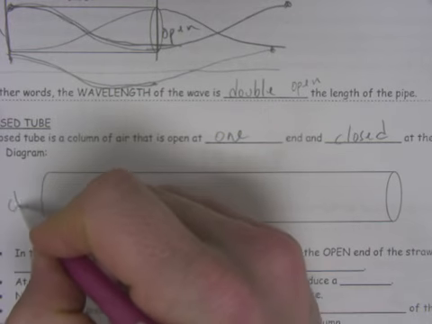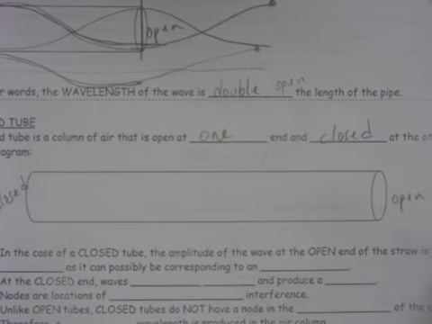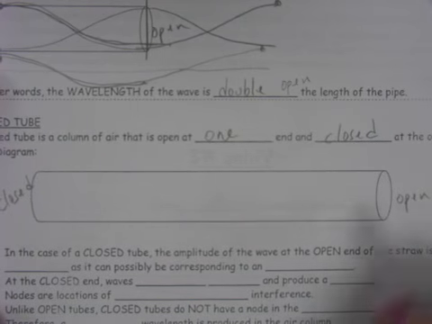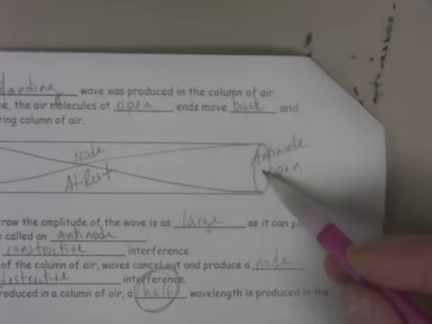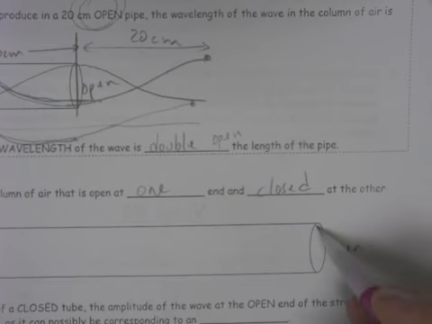So I'm going to go ahead and put the closed end over here and the open end on this side. And when we do this, if I go back up here, we had an antinode right here at the open side, and that's true. So we're going to have an antinode down here. But at the closed end, we're going to actually have a node.